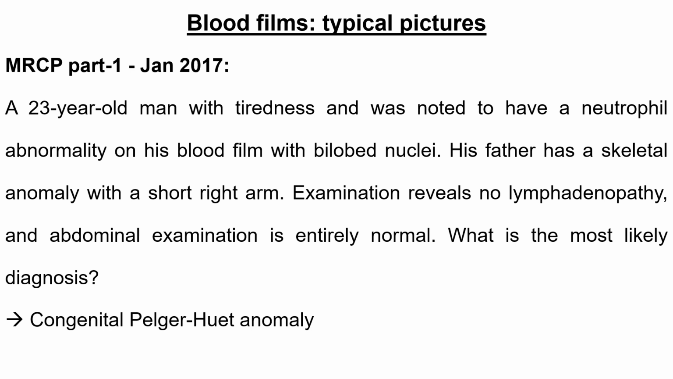So this was the exam scenario: a 23-year-old man with tiredness was noted to have a neutrophil abnormality on his blood film with bilobed nuclei. His father had a skeletal anomaly with a short right arm. Examination revealed no lymphadenopathy and abdominal examination was entirely normal. It was asked what is the most common cause of this presentation. So congenital Pelger-Huet anomaly is the most common cause of all these abnormalities.